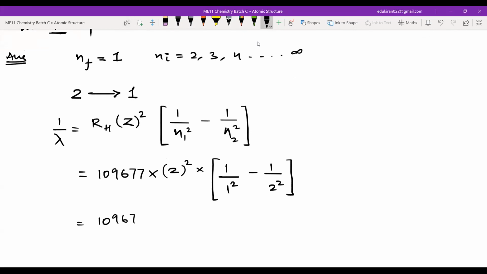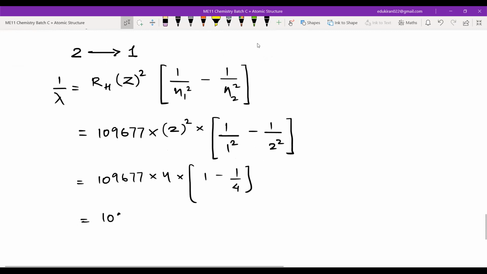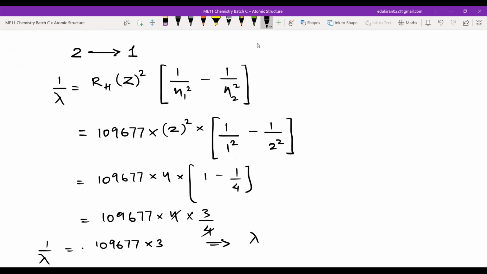So this is 109677 into 4 into 1 minus 1 by 4. 1 minus 1 by 4 will be equal to 3 by 4. So this 4 and this 4 will be cancelled, and you will have 1 upon lambda is equal to 109677 into 3. That implies that lambda is equal to 1 upon 109677 into 3. Whatever you get will be in terms of centimeters, because here it is centimeter inverse. But when you have lambda, it will be the reciprocal, so the reciprocal of centimeter inverse will be centimeter.